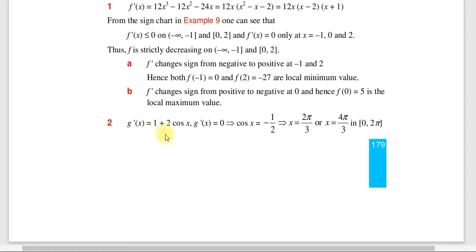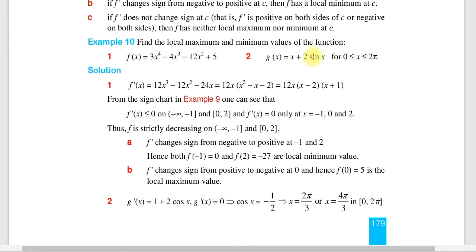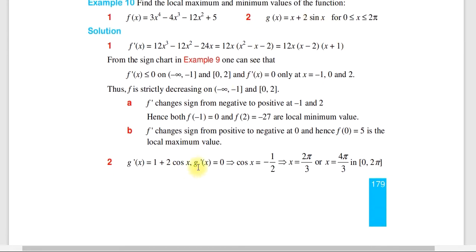g prime at x is equal to 1 plus 2 cos x. g prime at x equal to 0 implies that cos x is equal to minus 1 over 2, which implies x equals 2 pi over 3 or x equals 4 pi over 3 in the interval 0 to 2 pi.